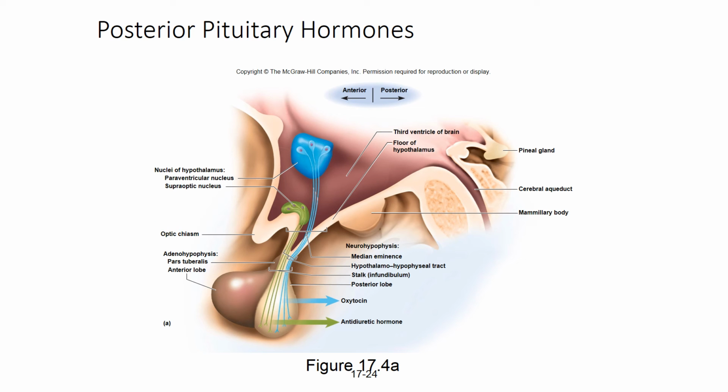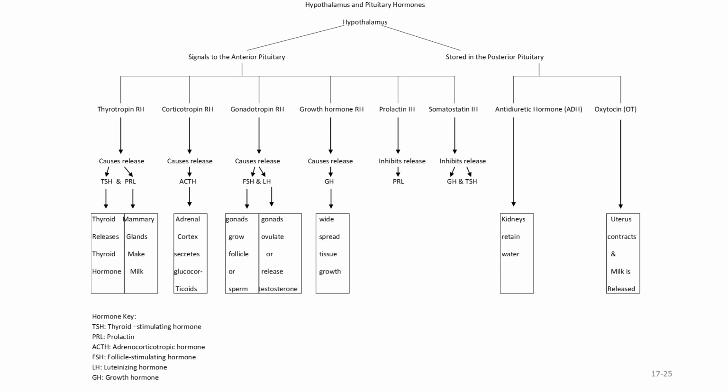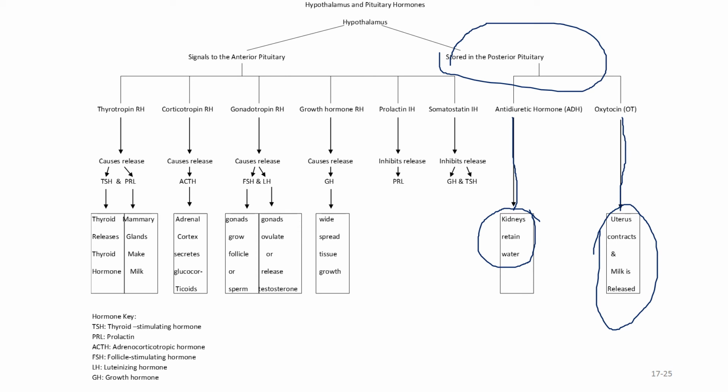Okay, so we already looked at that. So when we're looking at our chart again, to focus on the posterior pituitary, here's my antidiuretic hormone, which is going to trigger the kidneys to retain water. And then our oxytocin, which causes uterine contractions and milk release.